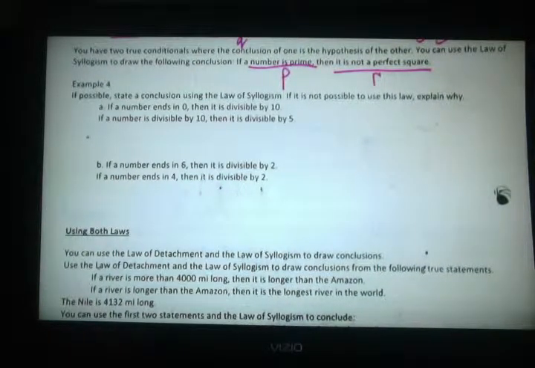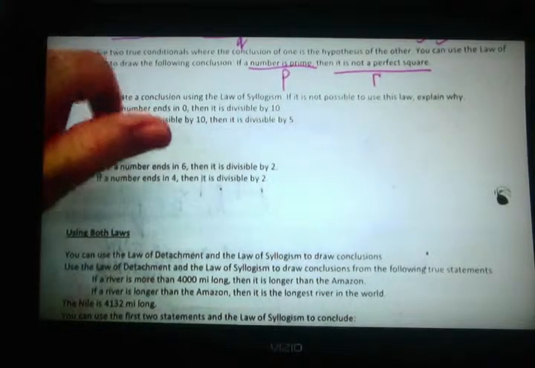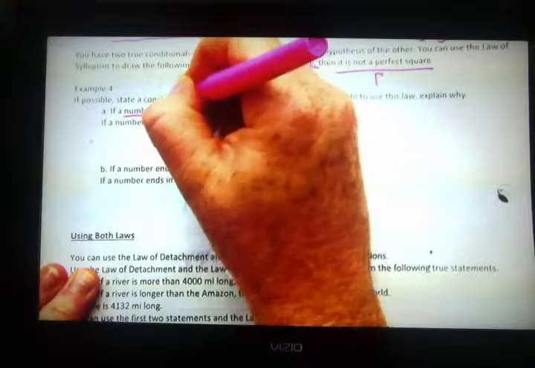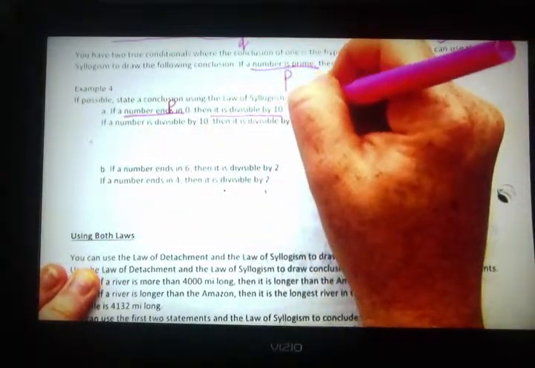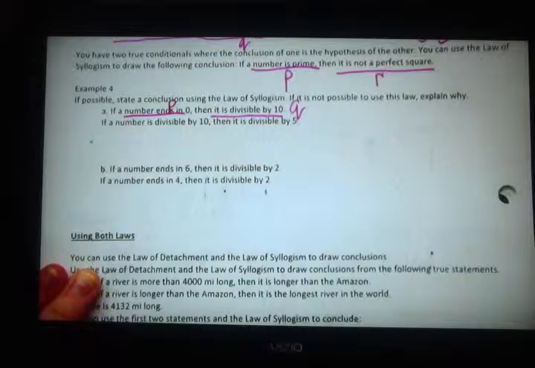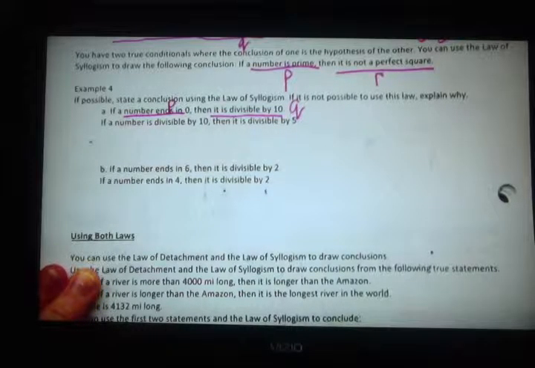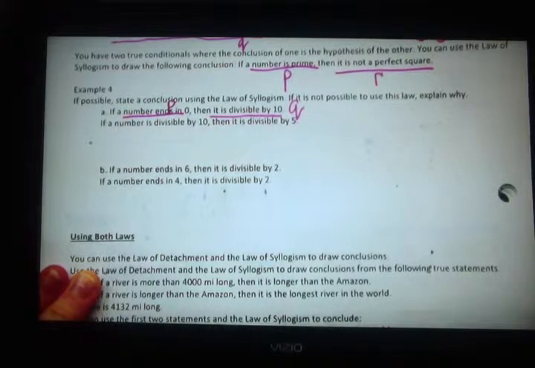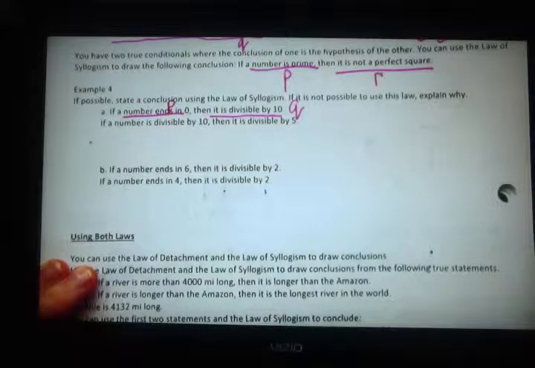Only a few more. So let's do example 4. If possible, state a conclusion using the law of syllogism. If it is not possible to use this law, explain why. So we have, if a number ends in 0, P, then it is divisible by 10, Q. You can stop at each statement and ask, is that true? If a number ends in 0, like 10, 100, 20, 5,000, then it is divisible by 10. Well, that's totally true. 10 goes into 20, 500, 20,000, definitely.